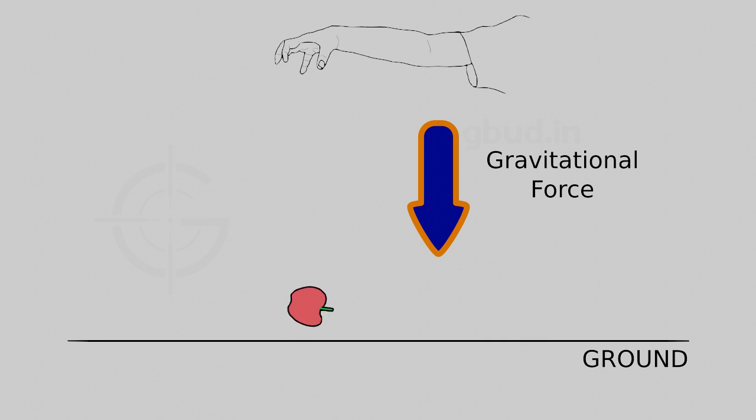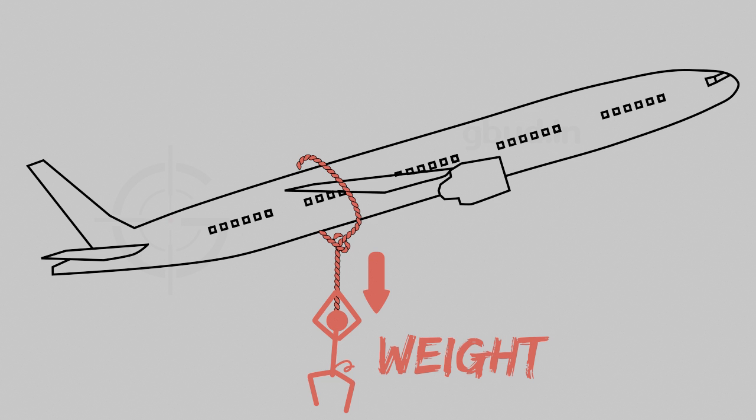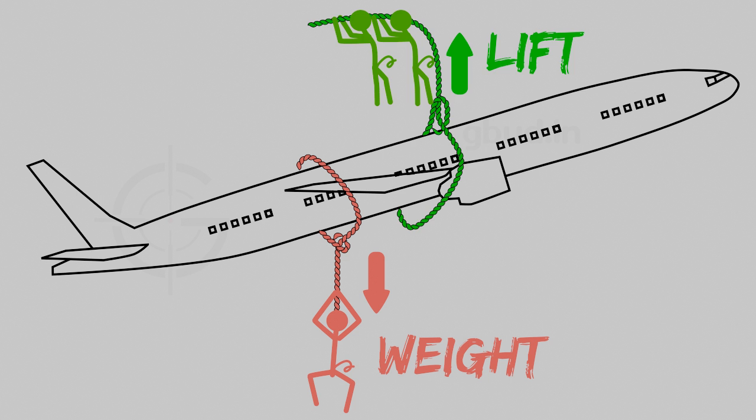In our world, if any object is free, it will try to reach the ground by moving downwards. This is because of the attractive force exerted by the ground, which is called gravitational force. So when the aircraft flies, there must be some force which acts against the gravitational force to make it float. That force is called lift force.